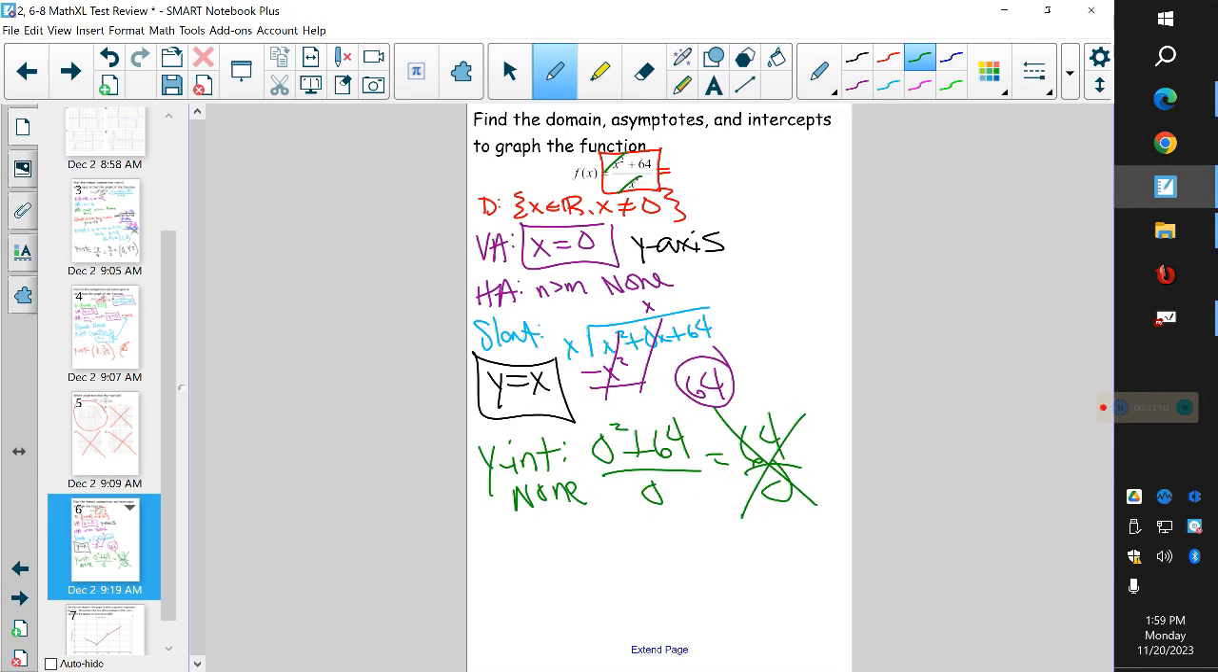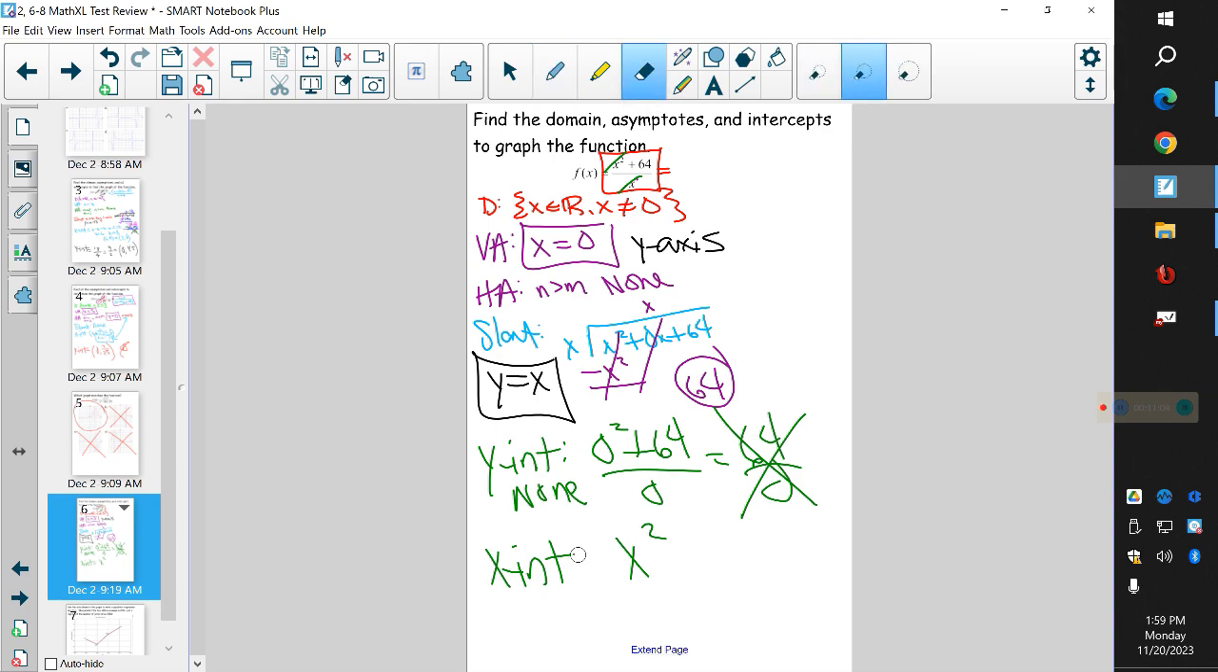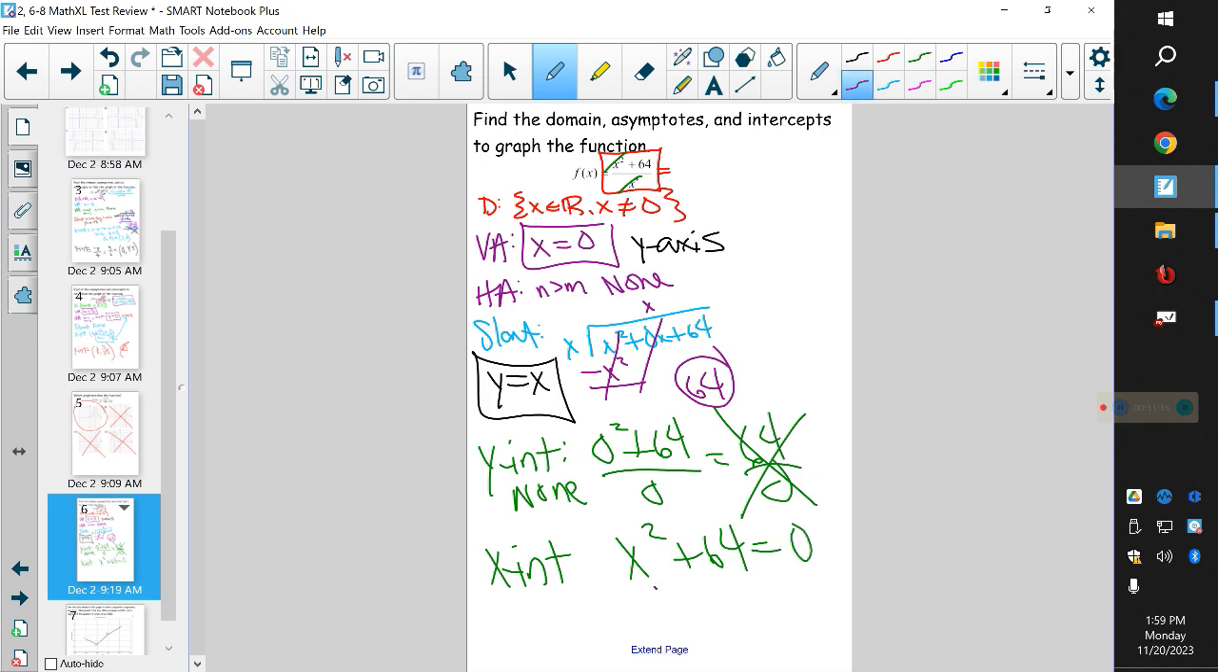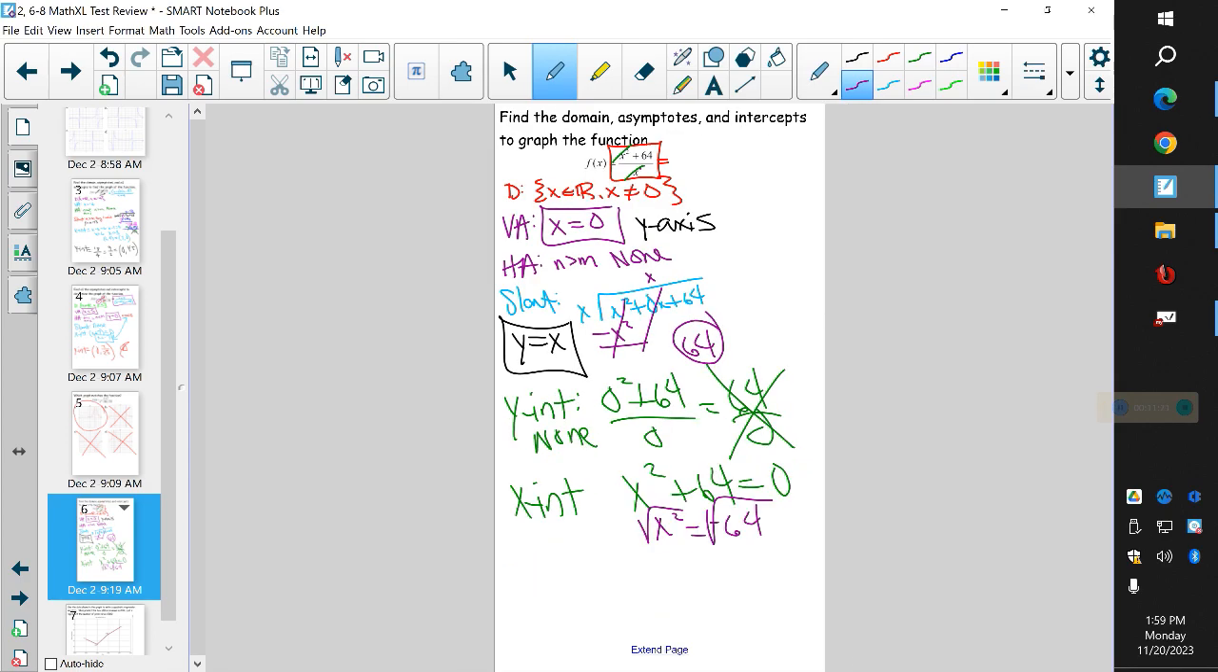And the last thing that I need to find is my x-intercepts. The x-intercepts are whenever I have x squared plus 64, which is my numerator, equal to 0. That means x squared is equal to negative 64. If I take the square roots of those, I'm taking the square root of a negative number, and that puts me in the imaginary number system. So I don't have any x-intercepts either.